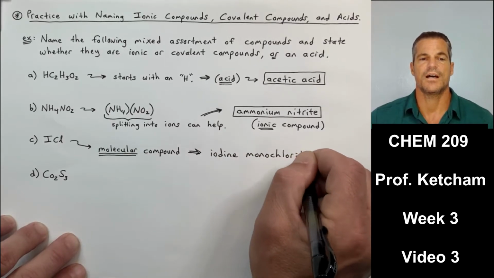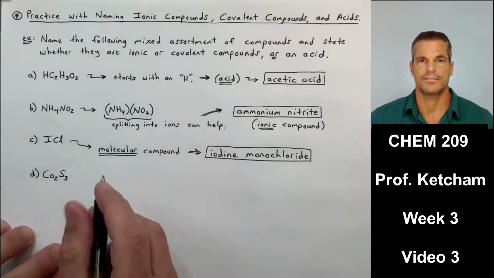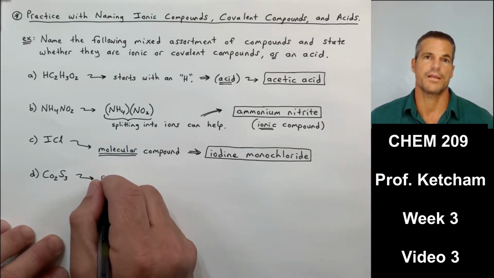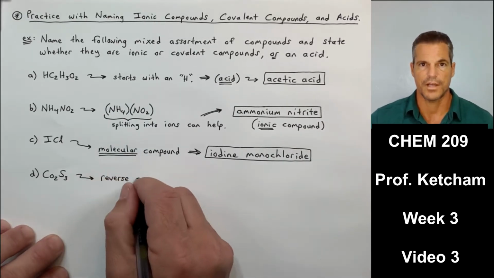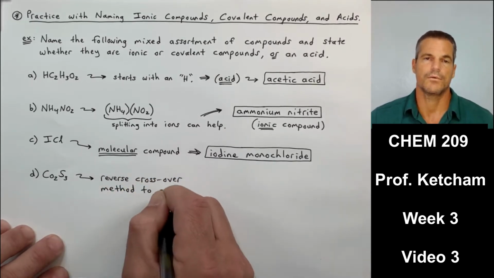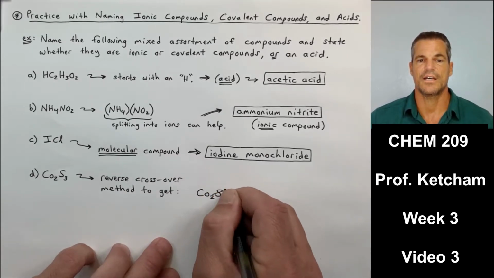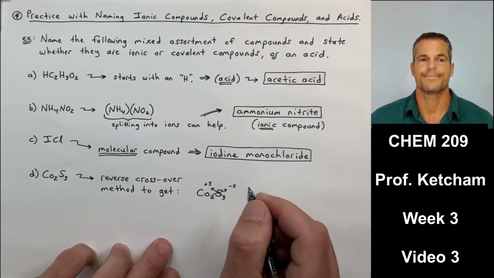Okay, C, ICl. The first thing I notice is that I and Cl are both to the right of the staircase. These are both nonmetals. So this must be a molecular compound or a covalent compound, synonymous terms. So it's iodine monochloride.